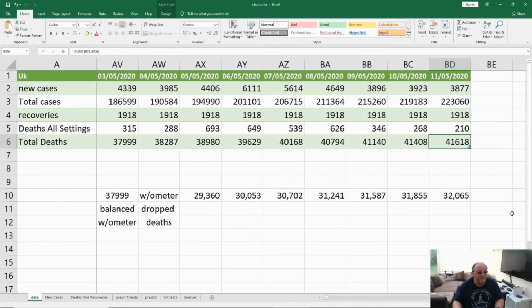However, it seems to be 41,618. And recoveries are still stuck on 1,918. So it's all very confusing. But either way, it's a lot of people who have died.